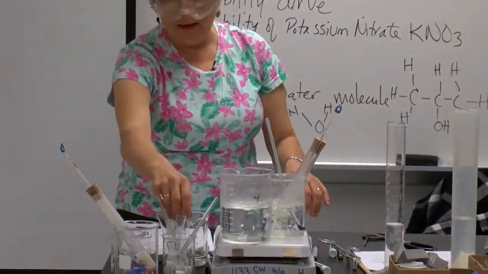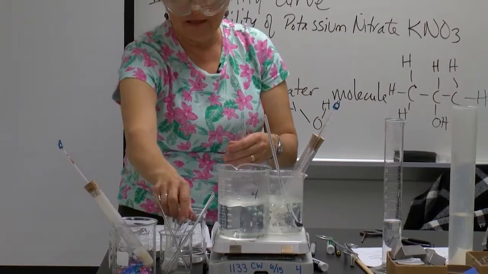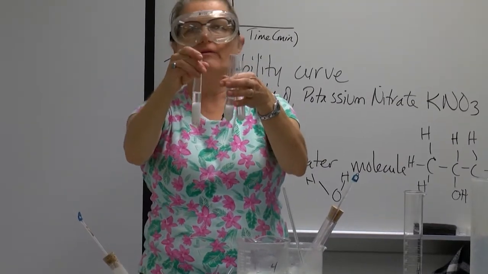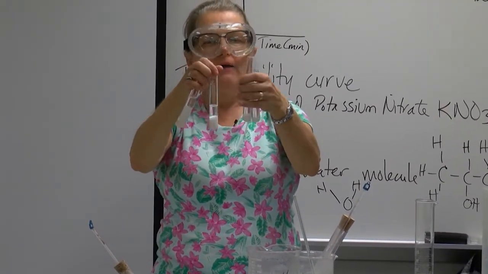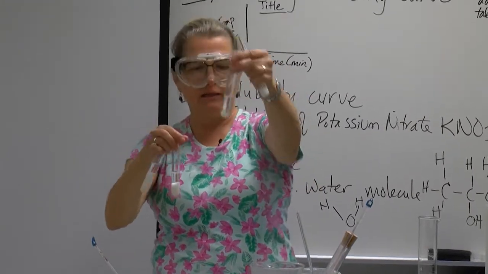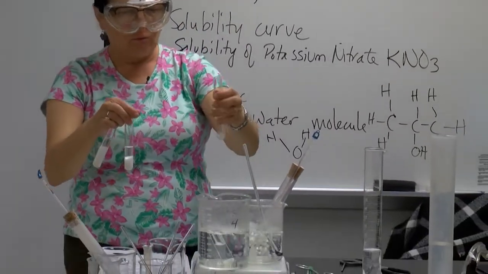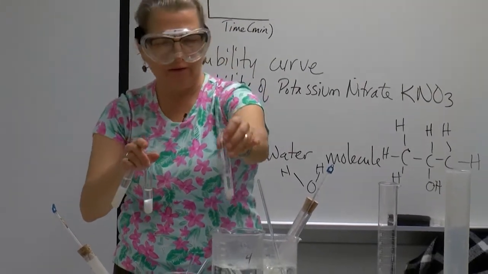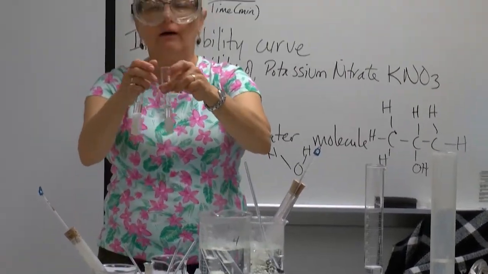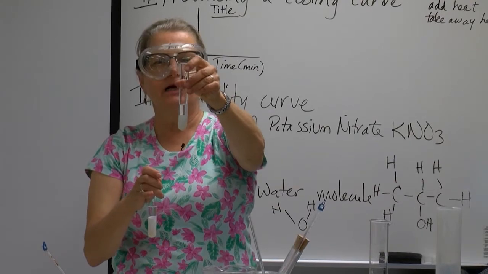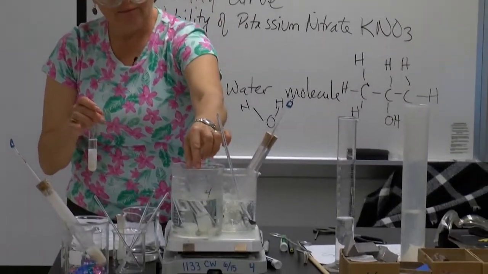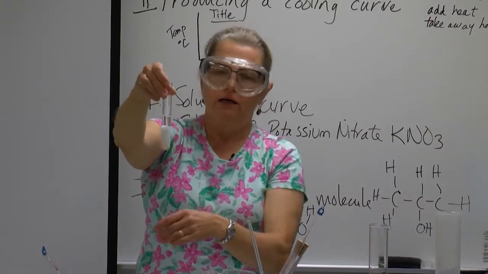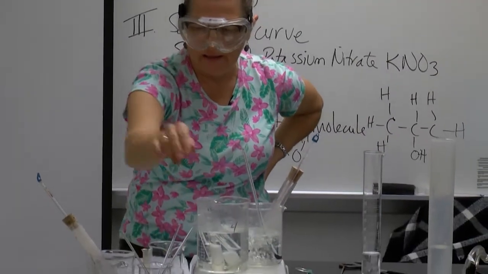In this beaker, I'm going to place potassium nitrate. I'm going to skip the 20-gram one because it just takes too much stirring and half the time we break a test tube. So I've got 3.5 grams of potassium nitrate in here. I've got 5.5 grams of potassium nitrate and 10 mils of water in here. I've got 10 grams of potassium nitrate and 10 mils of water in here. And I've got 15 grams of potassium nitrate and 10 mils of water in here.